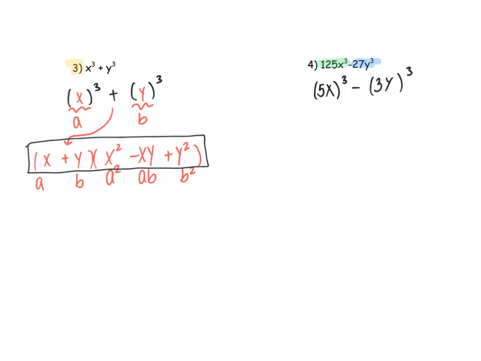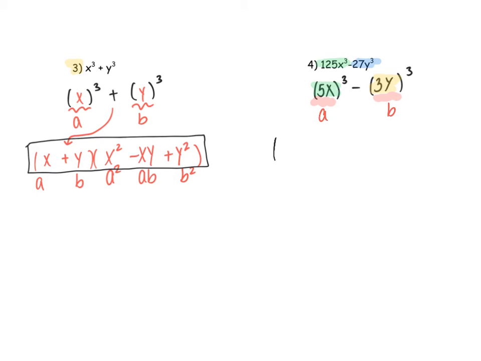Perfect. So my first term, 5x, that's going to be my A. Then in my second term, I have 3y, so that's going to be my B. So we can go ahead and label this one and this one. This is my A, this is my B.